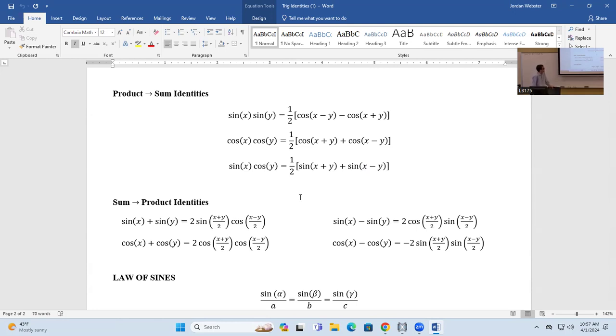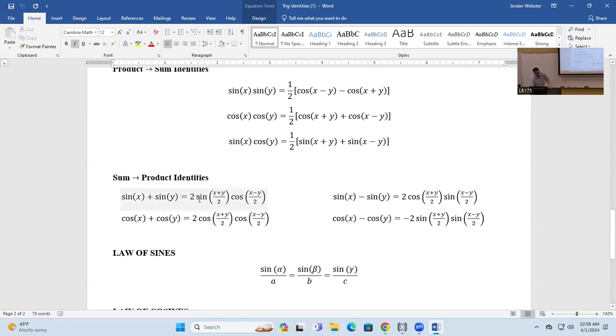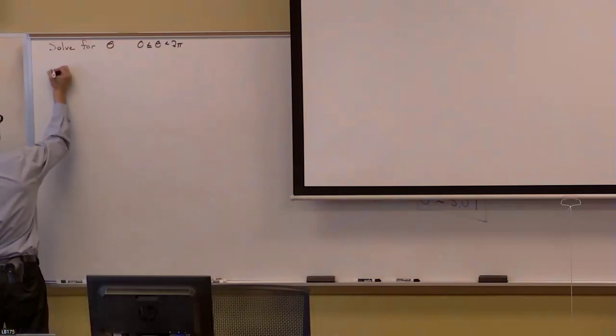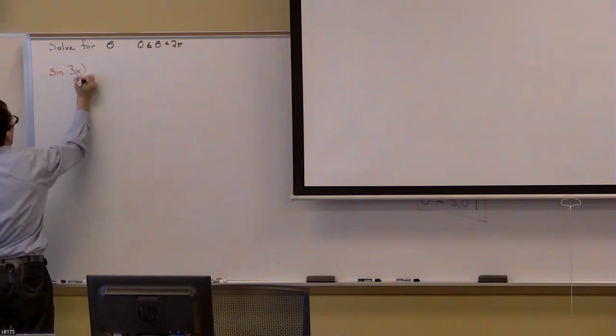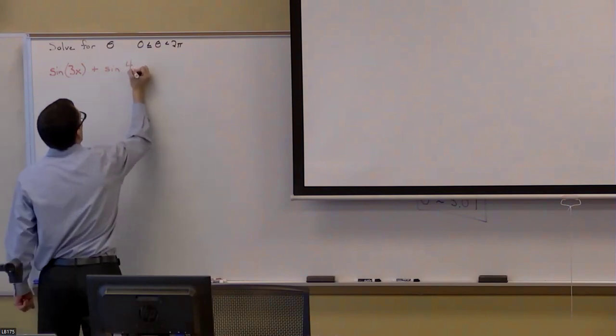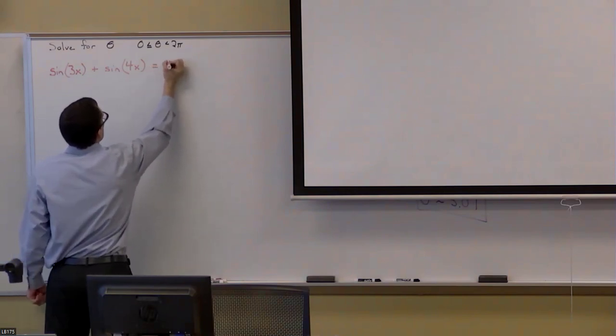Let's think through sum to product, product to sum. There are some that you may be able to immediately go through. Let me give you an example of what I'm trying to get at. So let's take something that looks like the sum to product identity, all right? That says sine x plus sine y equals this. Let's say I had sine of 3x plus sine of 4x equal to 17.